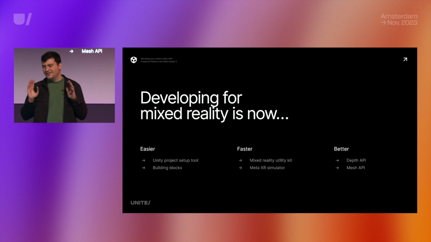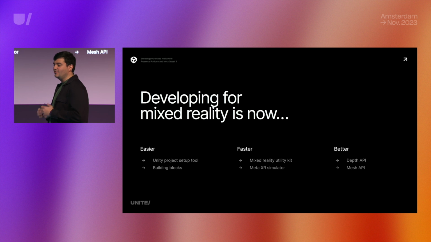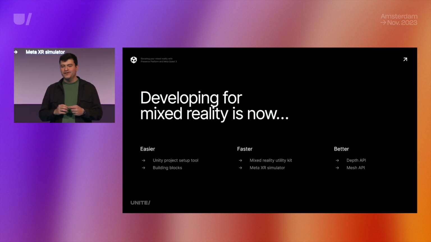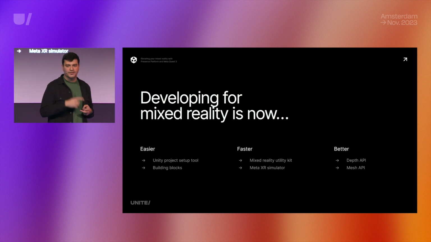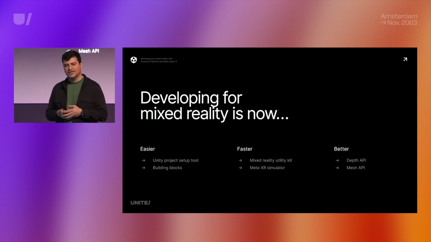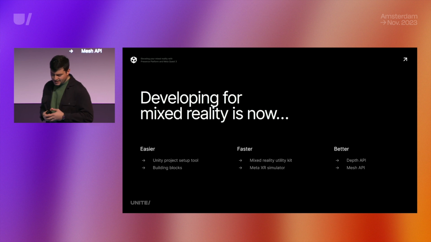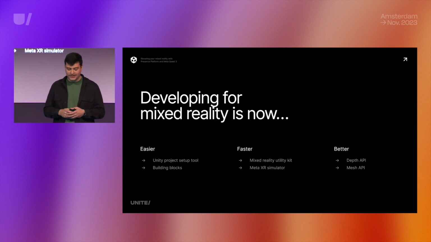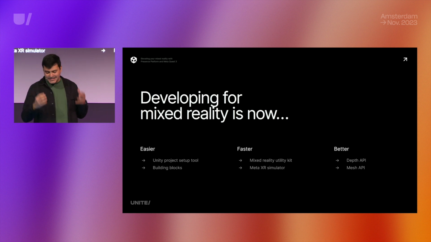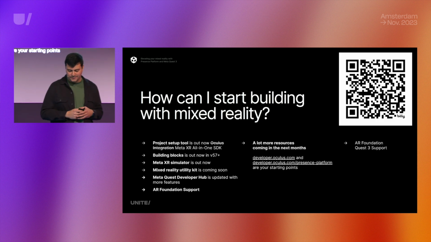So, the three things I hope you take out of this presentation, right? Developing for mixed reality with Meta Quest 3 is now a lot easier, with the tools that we saw today: Unity Project Setup Tool and Building Blocks. You can very easily start developing, prototyping, see how it fits with the ideas that you already have, or find new ones. It's a lot faster with the Mixed Reality Utility Kit, which I'm very excited about, coming later this year, and Meta XR Simulator, available already. And of course, we added some amazing APIs with powerful capabilities like Depth and Mesh API.